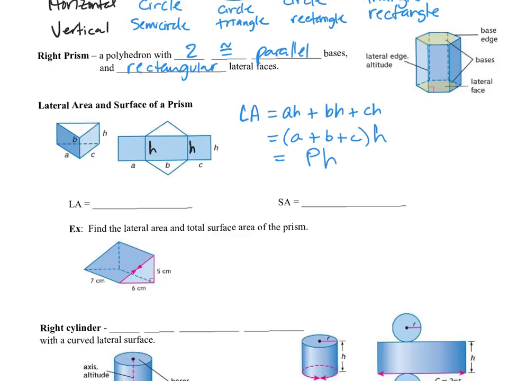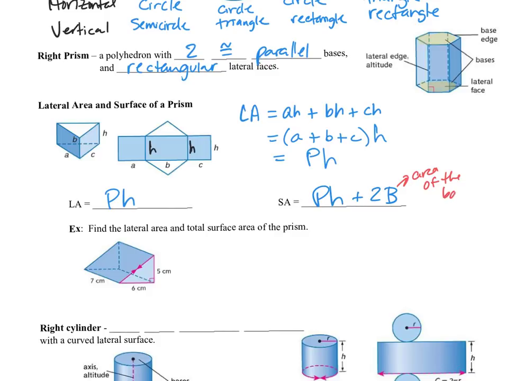So to find the lateral area of any right prism, we just take the perimeter of the base and multiply it by the height, okay? So LA will stand for lateral area. SA will stand for total surface area. If I want the total surface area, it would be the lateral area plus the areas of the two bases. So we're going to write it like this: capital P times H, that's the lateral area, plus 2 times capital B, where capital B represents the area of the base.